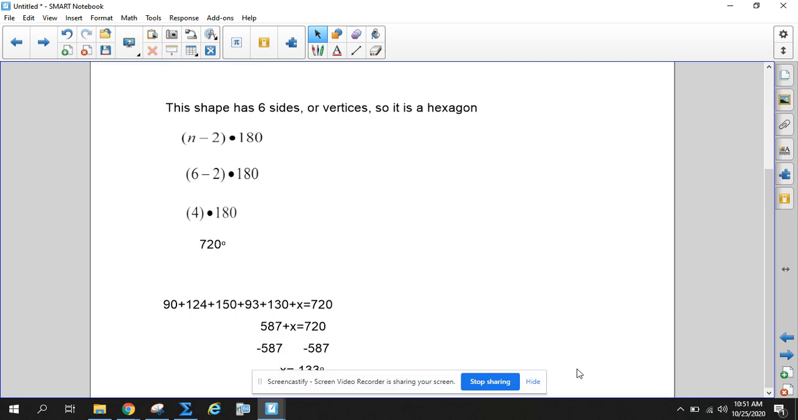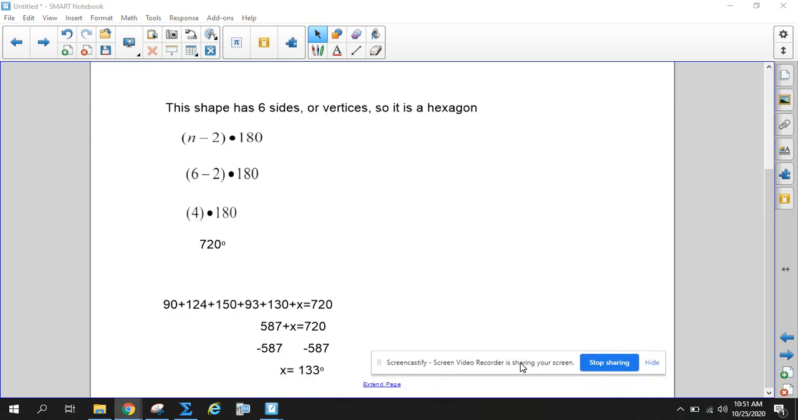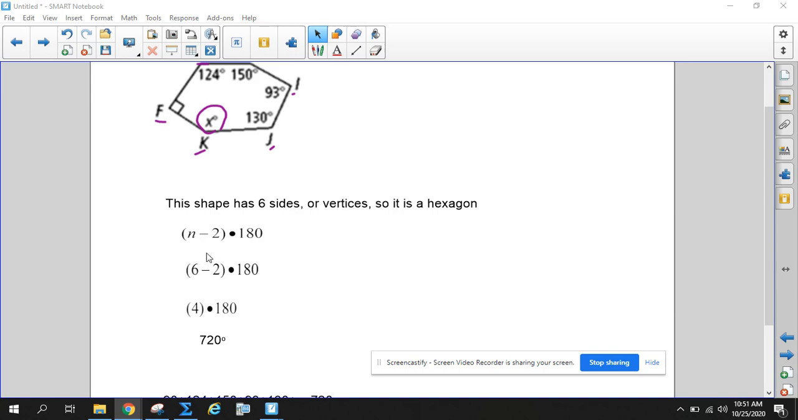And so my final step is to solve this equation by subtracting 587 from both sides. And when I do that, 720 minus 587 gives me that x has to be 133 degrees. So the missing angle here is 133 degrees.